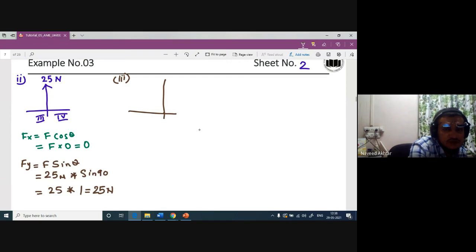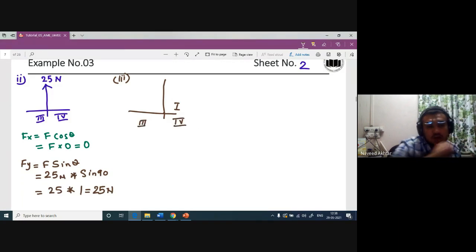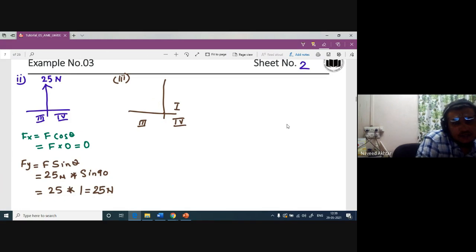If you draw the figure, this is the first quadrant, this is the second quadrant, this is the third quadrant, this is the fourth quadrant. Because my force is in the second quadrant, this force is acting exactly in the northwest position.